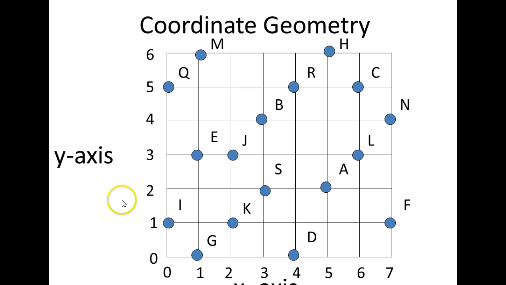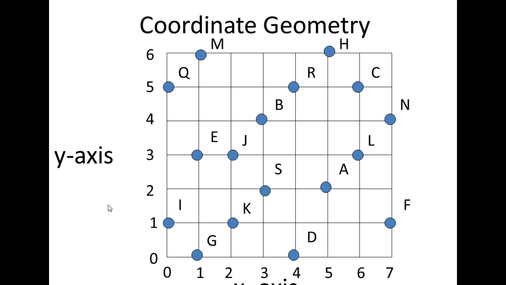So I'm just going to ask you a few of them, see if you can get them. If I said, where is point B? You would say, oh, there's point B, so I need to start at the origin, 1, 2, 3 to the right, 1, 2, 3, 4 up. So that would be at 3, 4.